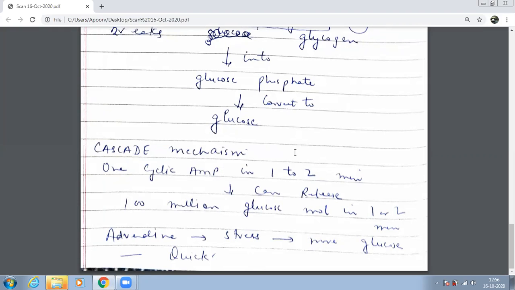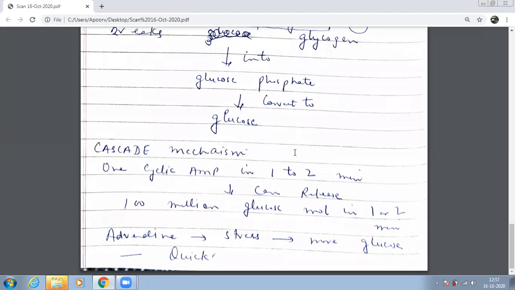And if the person is going to get so much glucose quickly, this is how the person gets immediate energy at the time of stress. How many molecules of glucose is the individual getting immediately? 100 million glucose molecules. In how many minutes? 1 to 2 minutes.